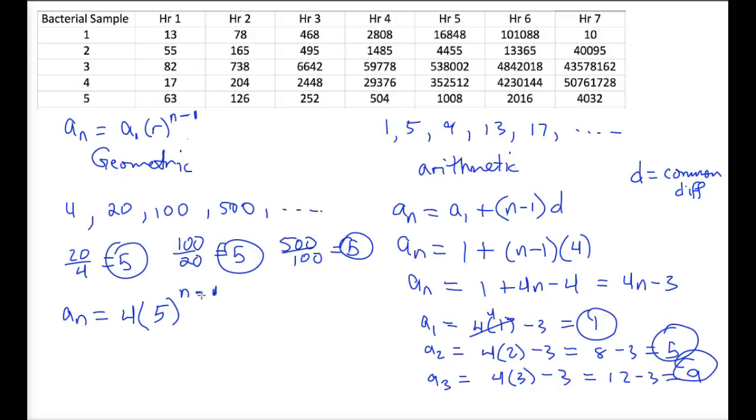Please be careful not to take this 4 and multiply it times that 5. We cannot do that, because if we did, we would be violating order of operations.